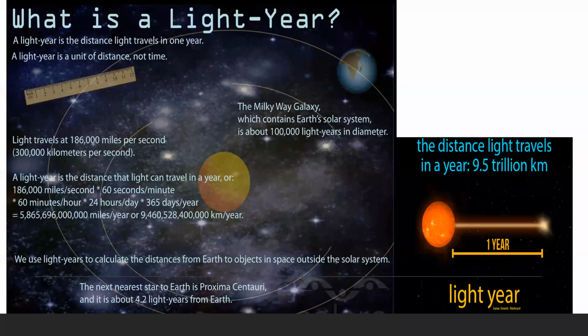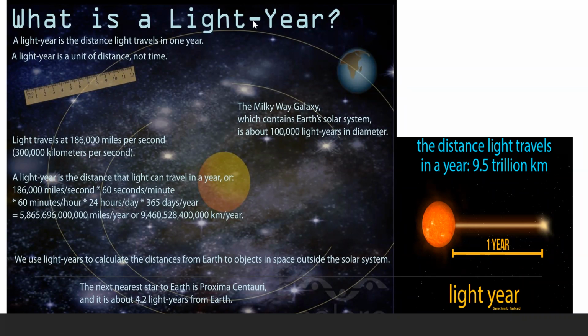So I hope the concept of light year is clear to you. So light year is a unit of distance, and 1 light year is equal to, how will you convert that to meters? How will you convert light year into meters? 1 light year is equal to 9.5 times 10 raised to 12 times 10 raised to 3 meters.